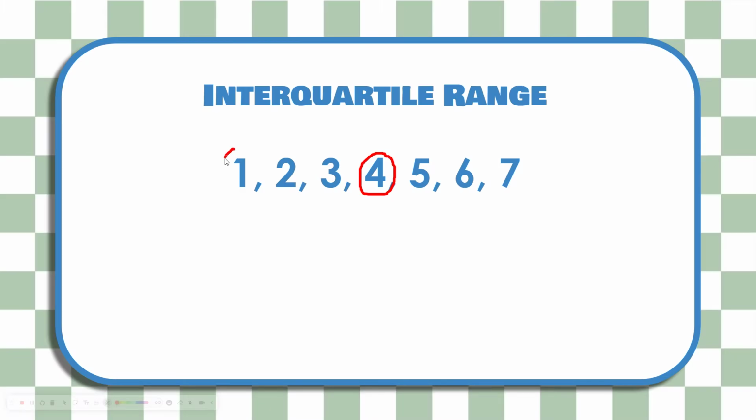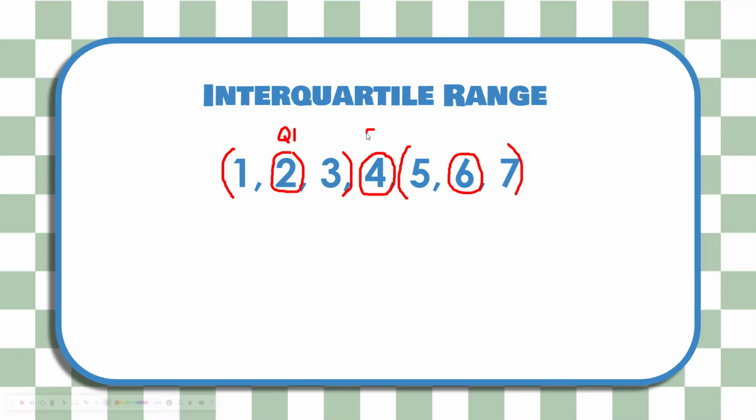Then what we're going to do is take the lower half of the data, so we're going to take these three numbers and find the middle of those, which would be 2. And then we're going to take the upper half of the data and find the middle of those, which would be 6. So basically, the 2 is called quartile 1. That's the median of the lower half of the data. You can just say Q1.